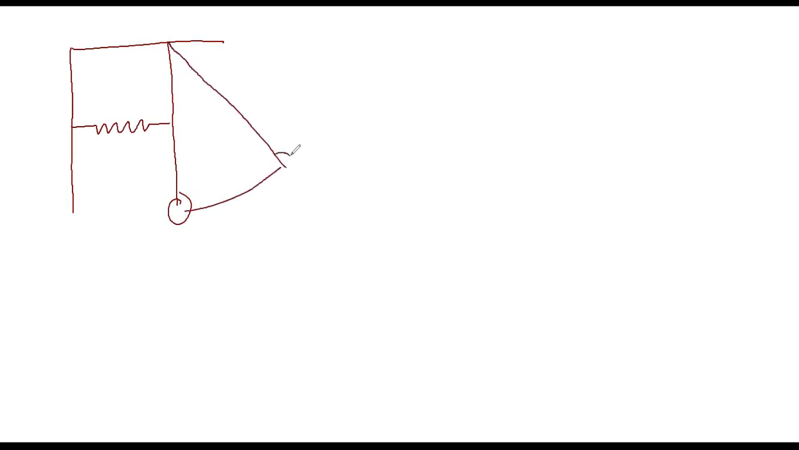I will just clear it all. I need to draw it again. Okay, suppose this is one of the positions, and suppose this is the other position. So this one is your x displacement. This is a. This one is your theta. This one is your L. And with the help of this, we are going to find it with the energy method.